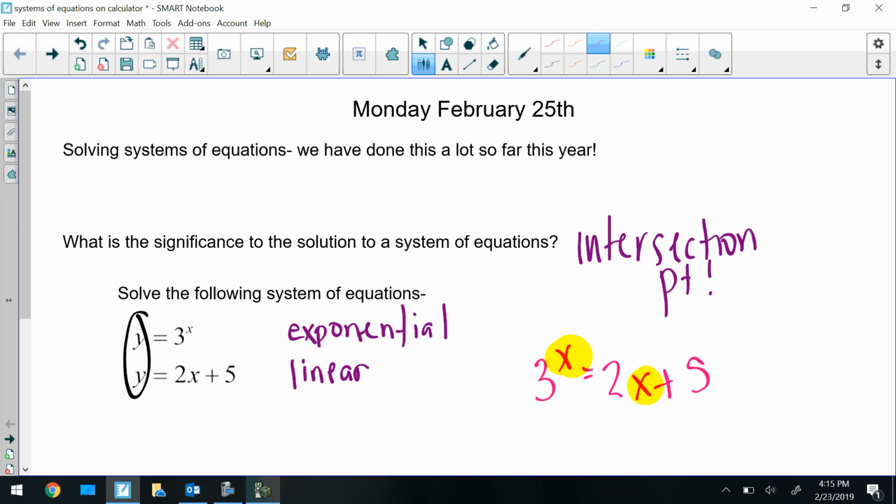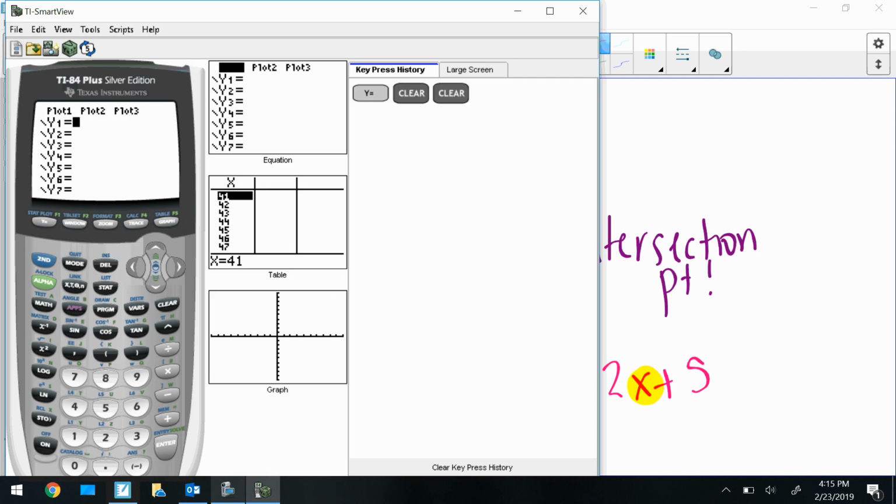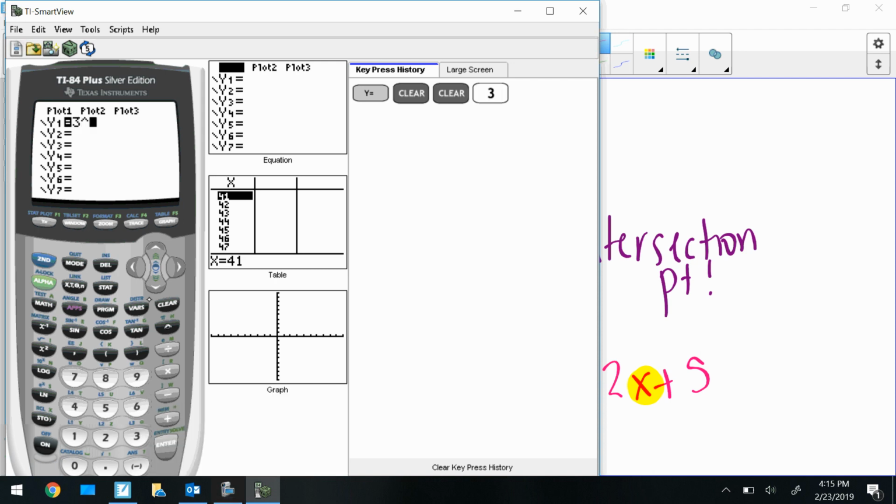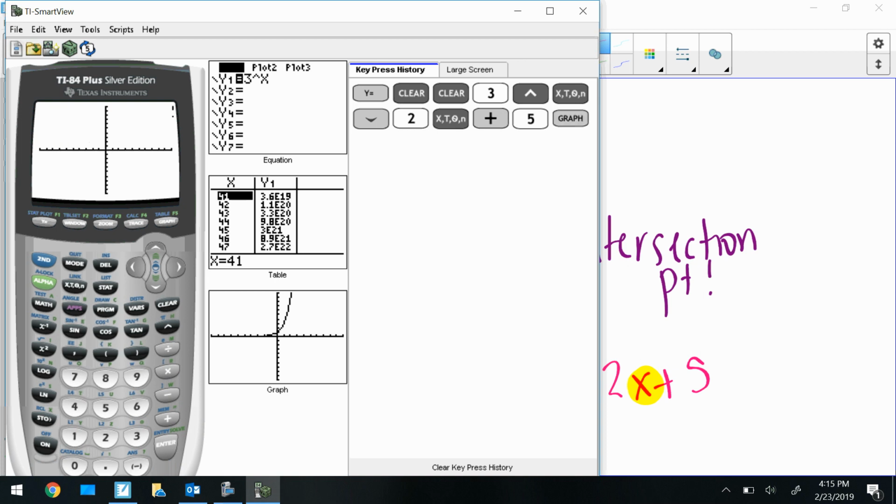I believe I showed this to you when we first learned about our calculators earlier this year, but I'm going to review it with you. If you are an 83 or an 84 person, you're going to hit y equals, and type both equations into your calculator. If you are an Inspire person, you need to type them in as well, but you go about it a different way. Just make sure you have both equations and hit graph.